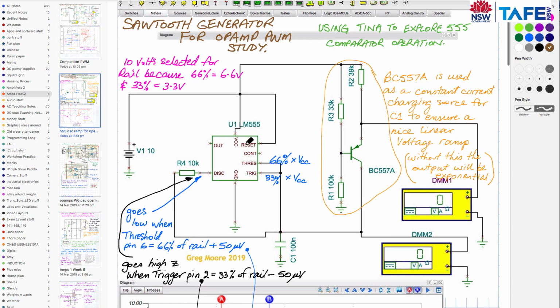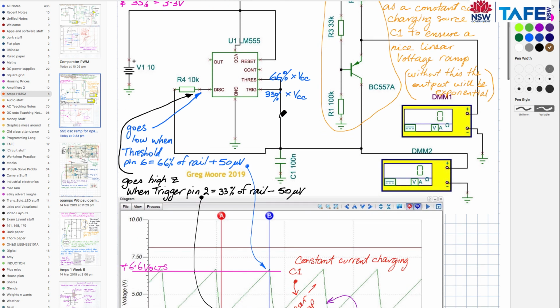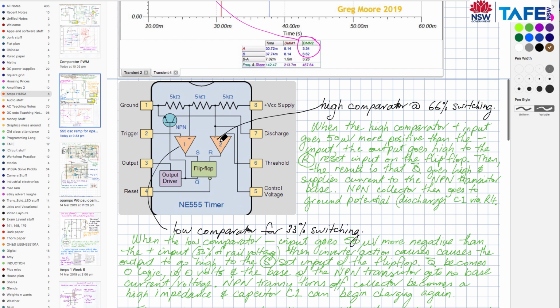So here we are, a sawtooth generator for the op-amp PWM study, pulse width modulation, done using TINA. Very common simulation package, used it many times. The 555, of course, has 2 comparators set up as a window comparator. You can see them both here. The high comparator, number 2, is set at 66% of the supply voltage, and the low comparator is set at 33% of the supply voltage.